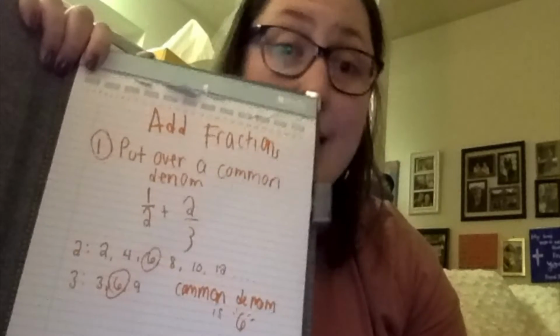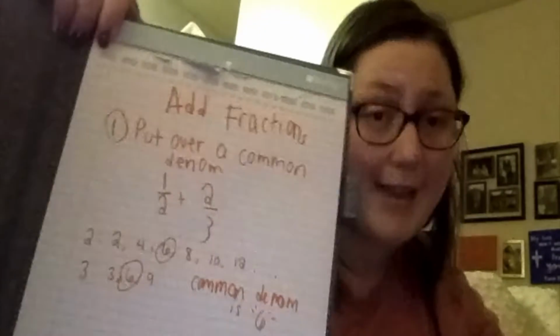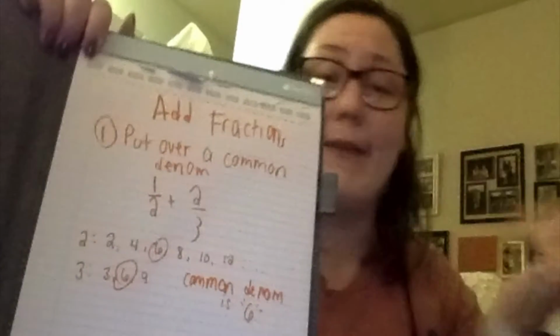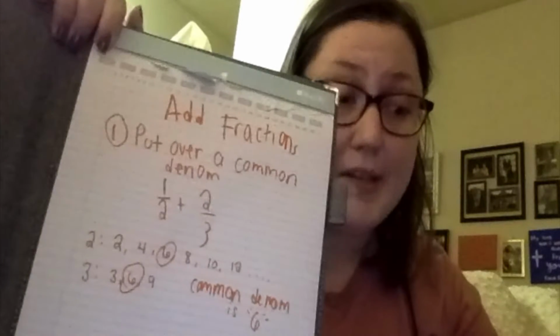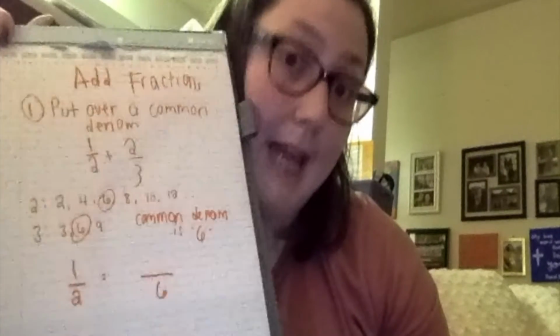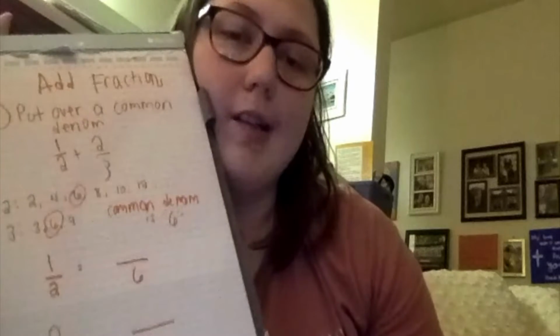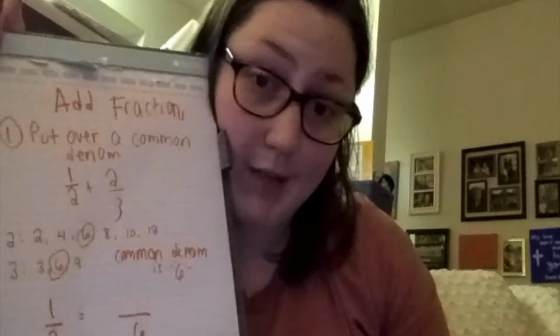Now we get to set up our favorite problems. Our mantra is whatever you do to the bottom, you have to do to the top. So we are going to do that. We have 1/2, and we want to set it equal to something over 6. We have 2/3, and we want to set it equal to something over 6. This should definitely ring a bell.